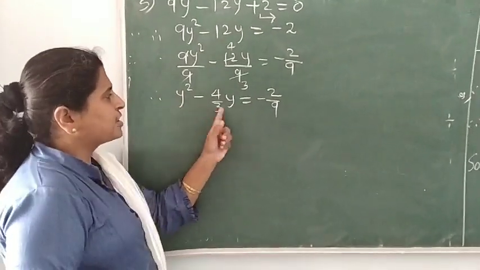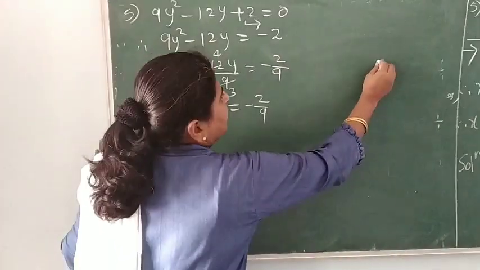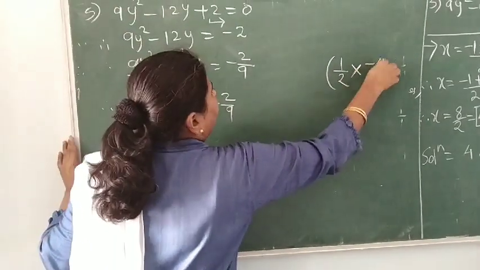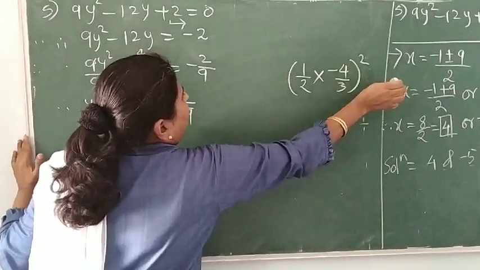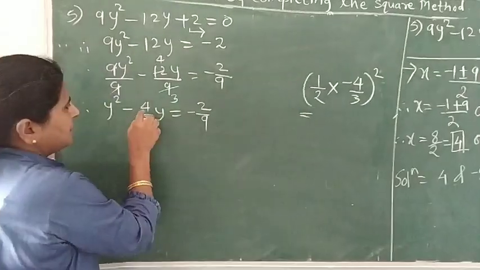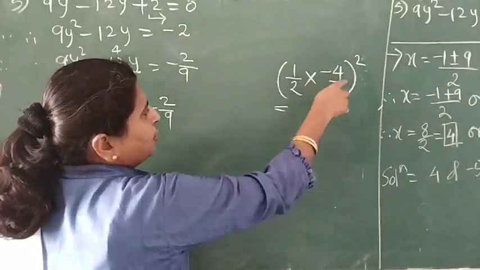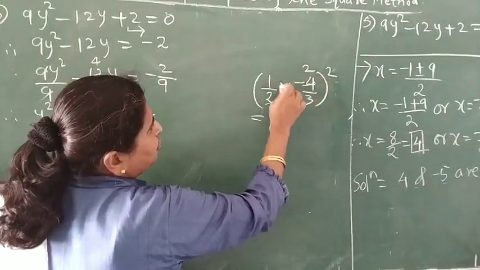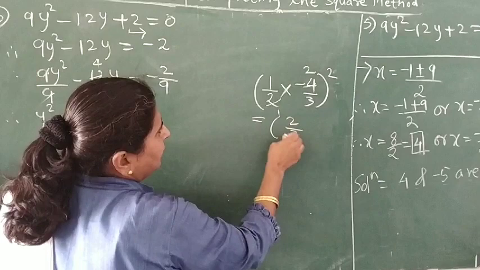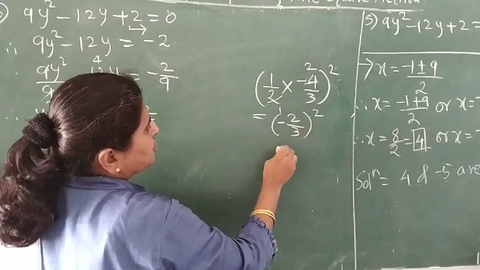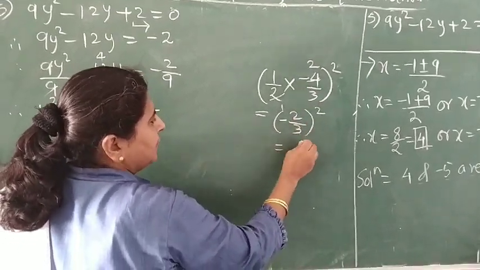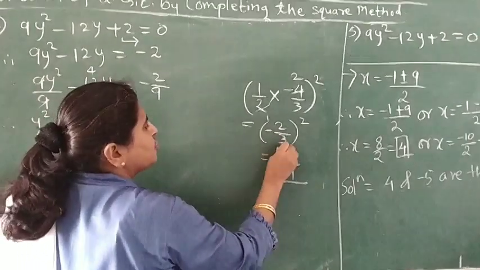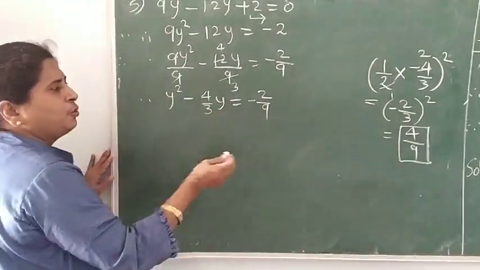Now we have to find which term should be added to both sides. For this you can calculate half into this, the product of minus 4 upon 3, and its square. As this is minus, we have written minus specifically. Now do this calculation. 2 1s are 2, 2 2s are 4. So this is 2 upon 3, and it is minus 2 upon 3, the whole square. The square of that will become plus, since the square of minus is also plus: 2 square 4 and 3 square 9. So we have to add this 4 upon 9 to both sides.